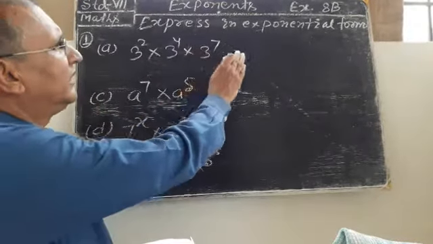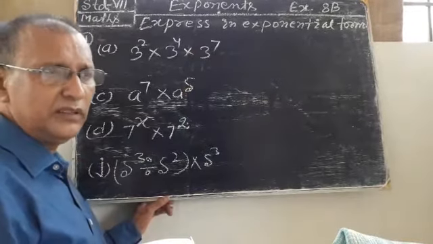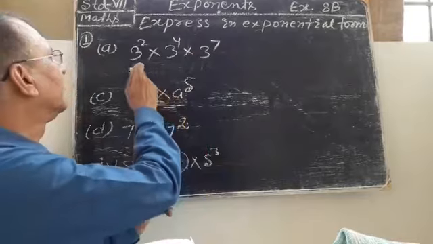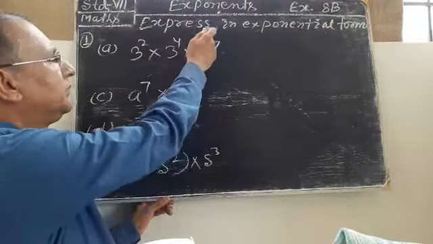Express in the exponential form. We have learned the laws of exponents, and I have to use them today. Here the first question is 3 power 2 into 3 power 4 into 3 power 7.